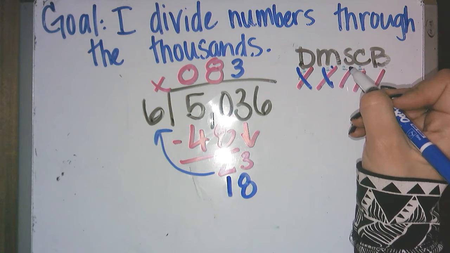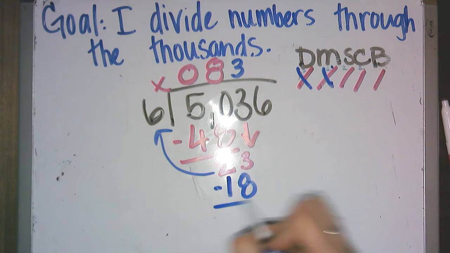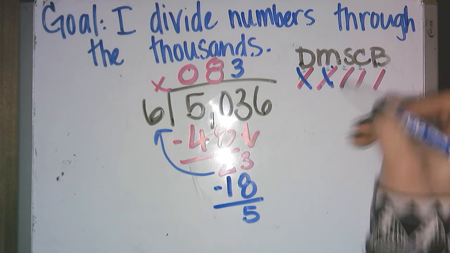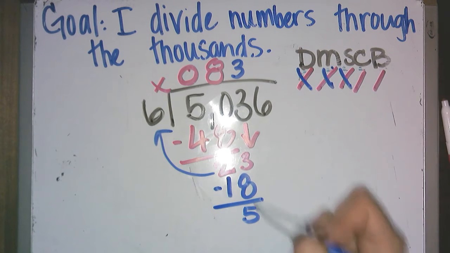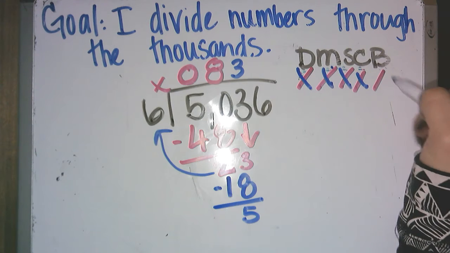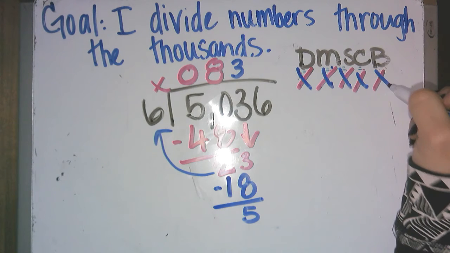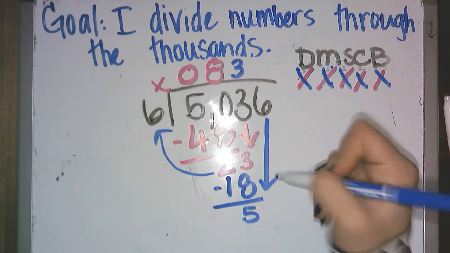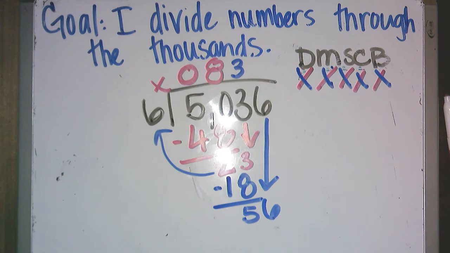S stands for subtract. 23 minus 18 is 5. Check. Is 5 less than 6? It sure is. Then I get to bring down my 6. So now I have 56 divided by 6.